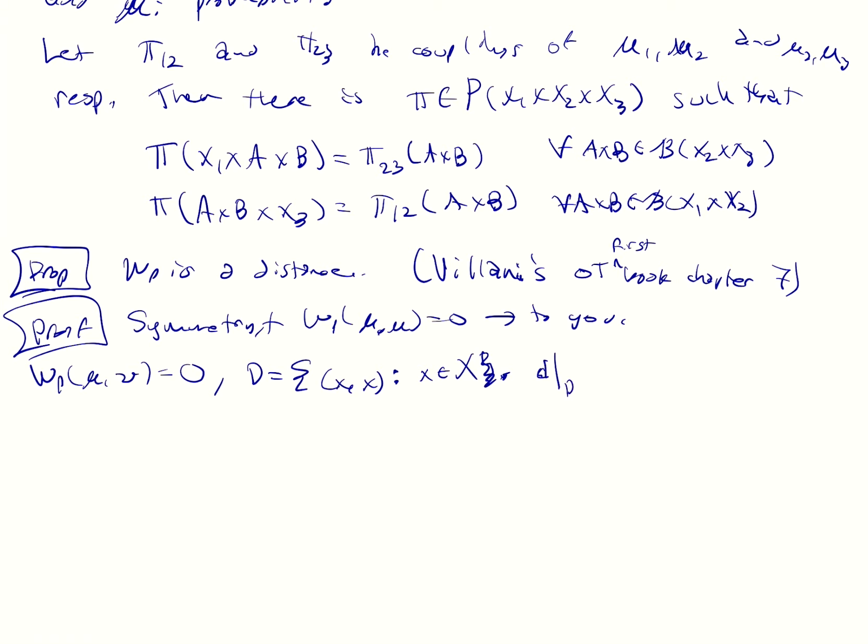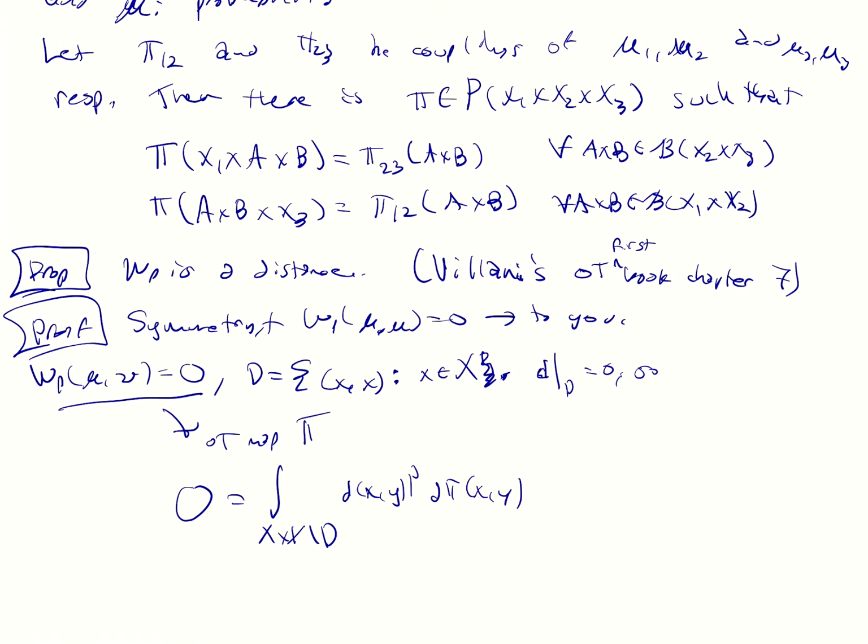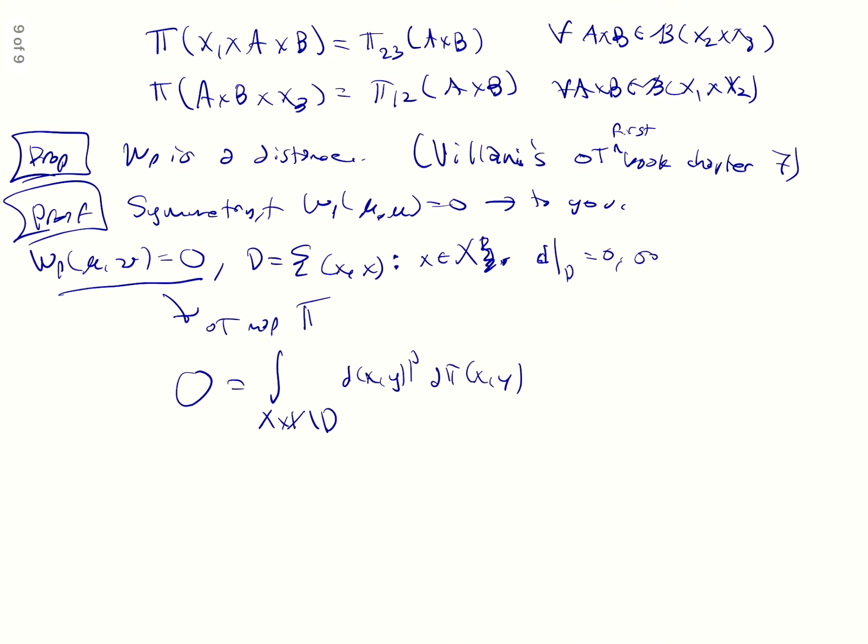Then the cost restricted to D is 0. So if this is equal to 0, then our optimal transport map, this actually tells us that we don't have to consider D because we know the distance is 0 here. So there's an optimal map pi such that the integral of d(x,y) to the p, d pi, is equal to this. We don't have to consider D because the distance is 0 on D.